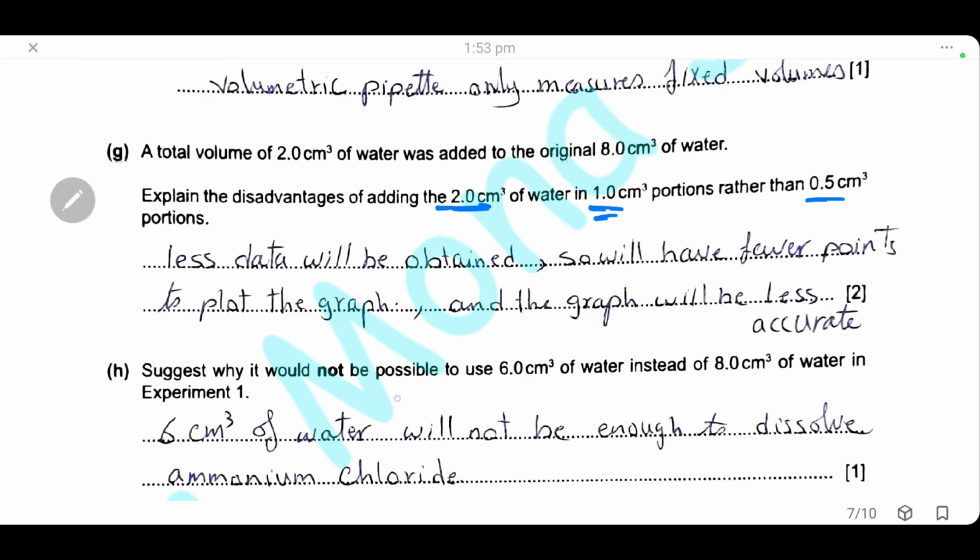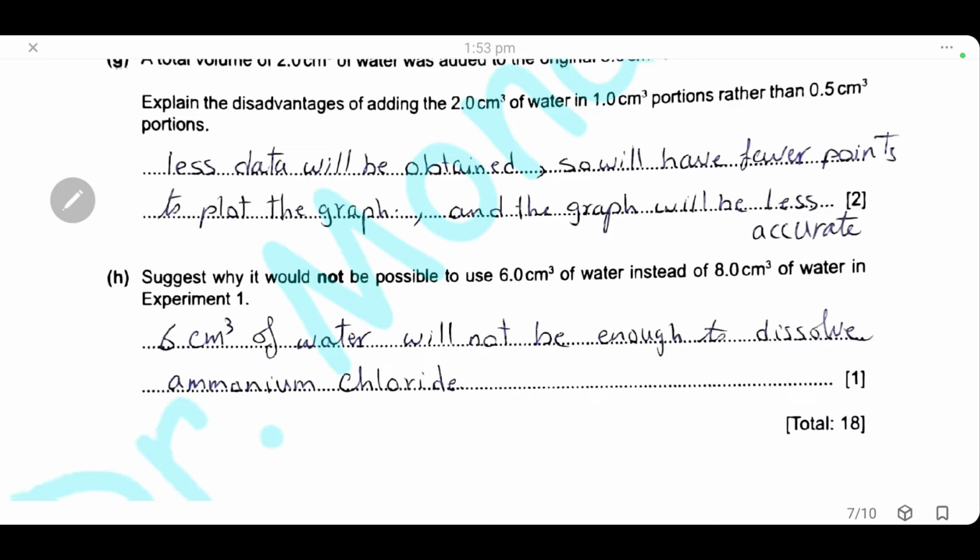Suggest why it is not possible to use 6 cm³ of water instead of 8 cm³ of water in experiment 1. As we can see, the solid didn't dissolve in the 8 cm³ of water except by heating, so the 6 cm³ will not be enough to dissolve ammonium chloride.